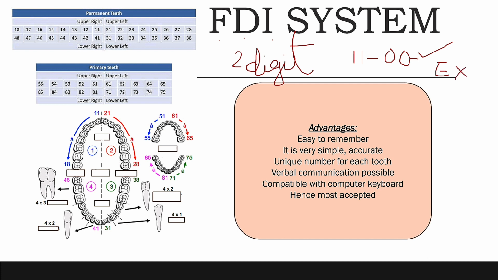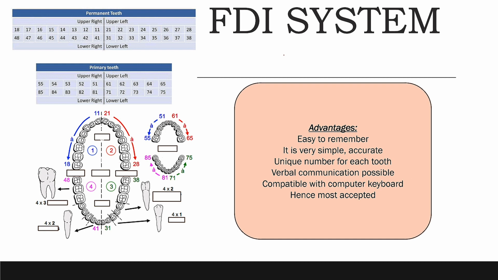What does it signify? 1 1 in these 2 digits. First number signifies quadrant. Second number signifies tooth. Okay, remember this. First number signifies quadrant. Second number signifies tooth number. Done.